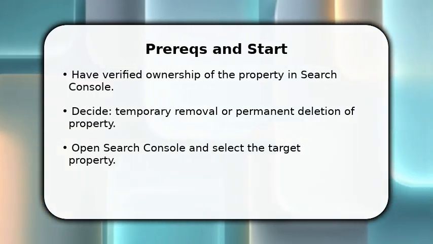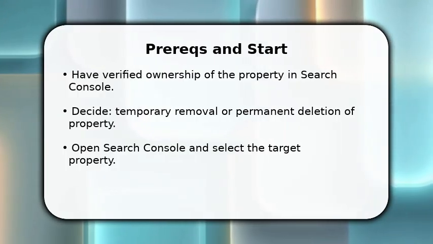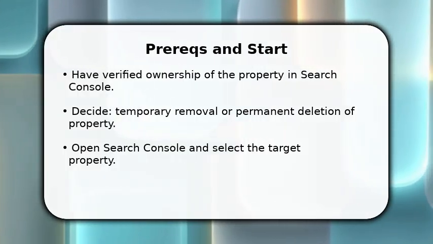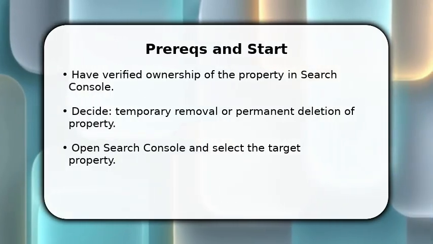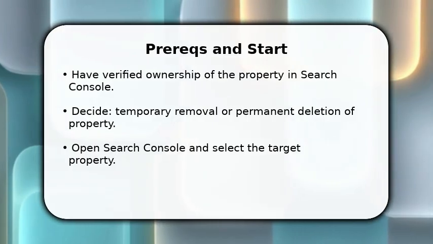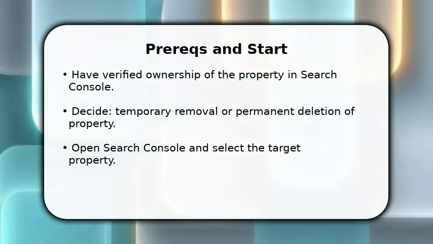You already verified the property, so start now by choosing the exact property in Google Search Console. Once selected, confirm whether you want a temporary URL removal or to delete the property record entirely. This affects steps and permanence. Make sure you're signed into the Google account that owns verification.